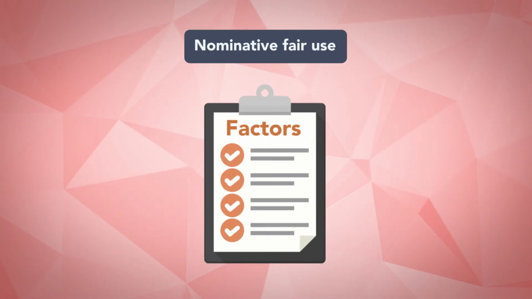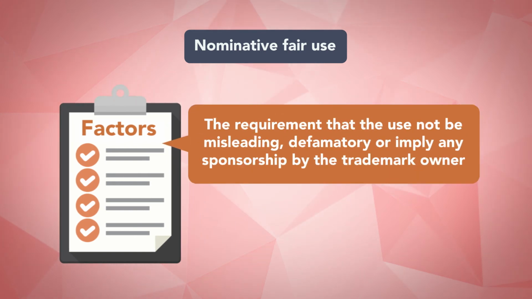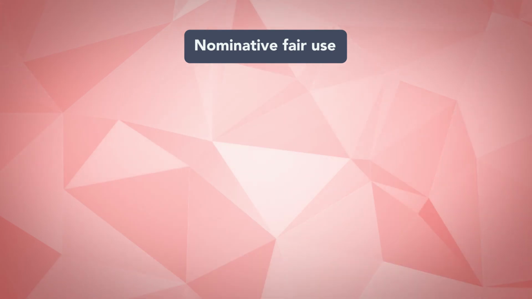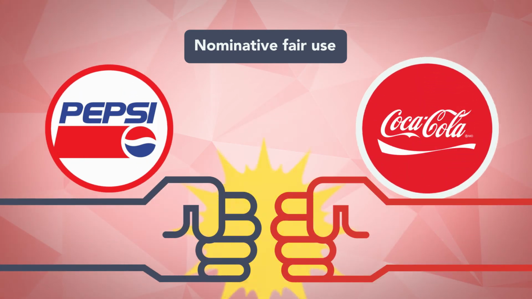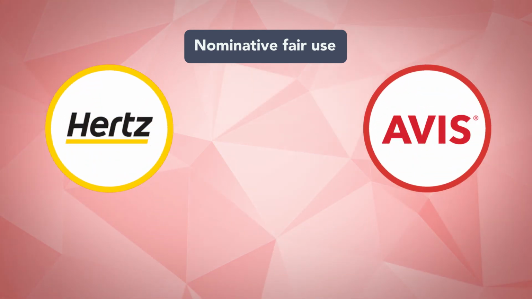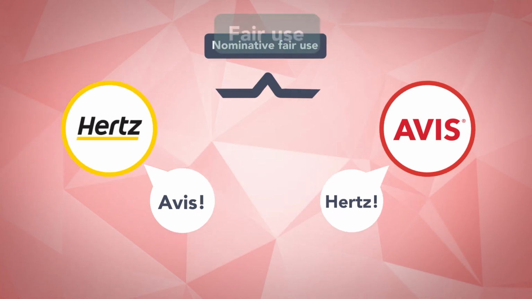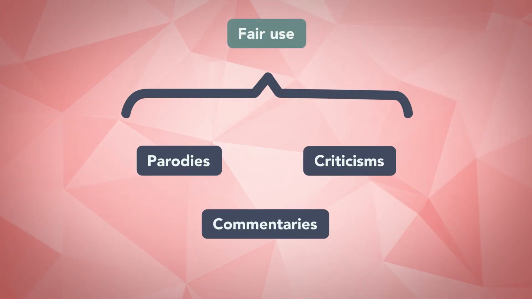All of the nominative fair use factors must be present, including the requirement that the use not be misleading, defamatory, or imply any sponsorship by the trademark owner. For example, the Pepsi Challenge permissibly compared Pepsi with Coke, and Hertz and Avis can and do mention each other in their ads. Trademark fair use also includes parodies, criticisms, and commentaries regarding the owner of a famous mark or the subject, goods, and services.